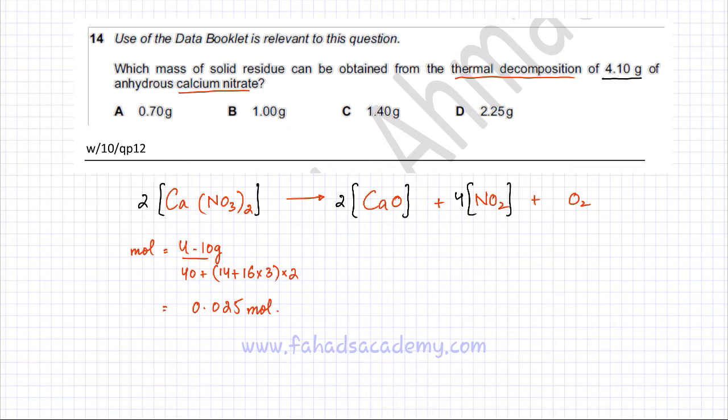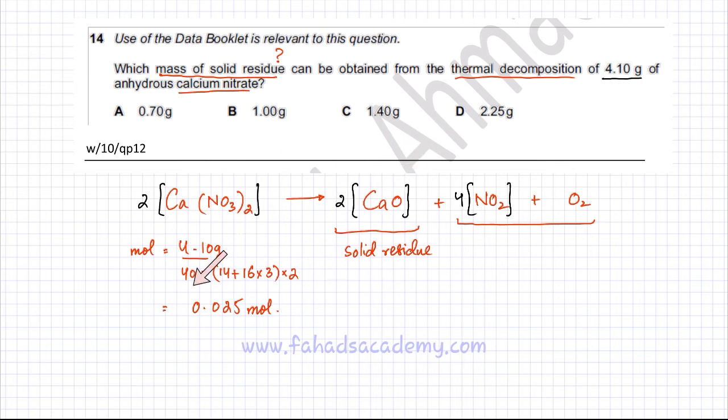Now the question asks for the mass of the solid residue that is obtained. NO2 and O2 are gases, so what he means by the solid residue is calcium oxide. Calcium oxide is an ionic compound, and it's the solid residue, so he's asking for the mass of calcium oxide. According to the equation, 2 moles of calcium nitrate produce 2 moles of calcium oxide, so the mole ratio is exactly the same. Whatever the moles of calcium nitrate, exactly the same would be the moles of calcium oxide.